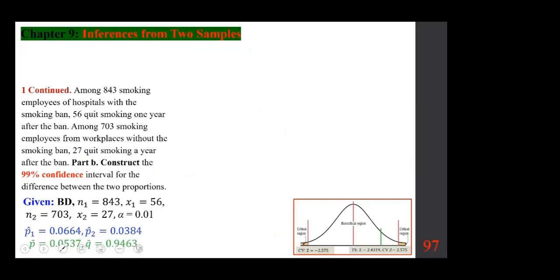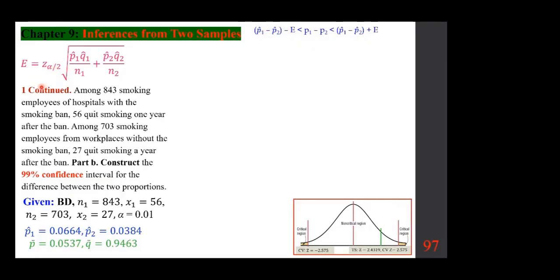Now, we continue with the question. We want to find the 99% confidence interval. The formula is very straightforward. P1 hat minus P2 hat plus minus E. So all you have to do, calculate the E and subtract it from this difference and also add to that.